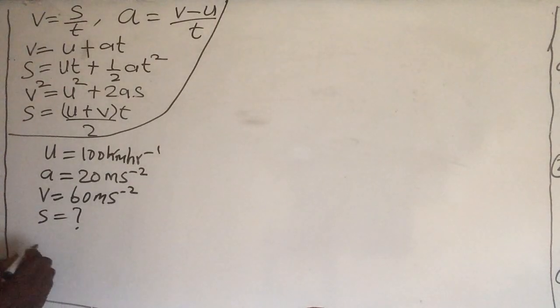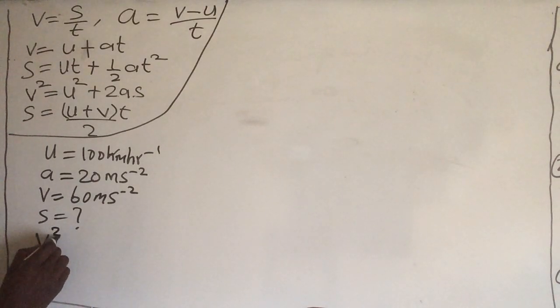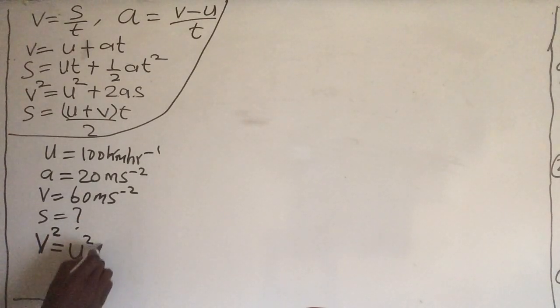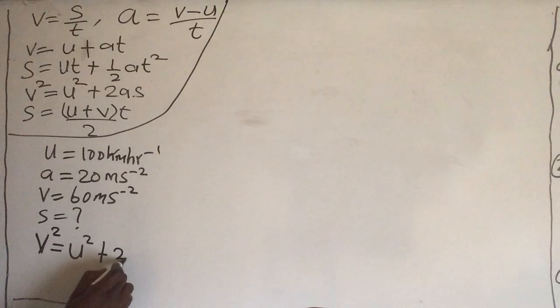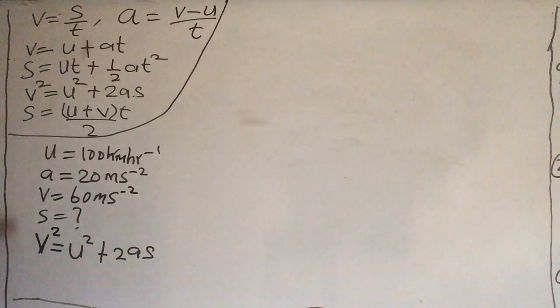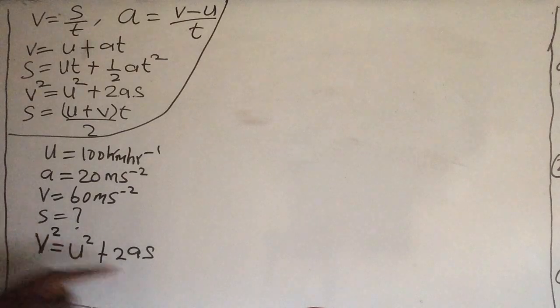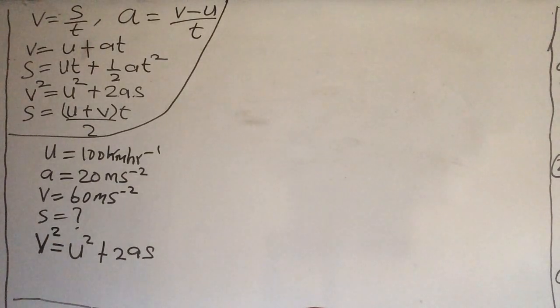Now we write out the formula. v square equals u square plus 2as. I think from this, we have u is here, u is here. a is here, a is here. v is here, v is here. s is here, s is here. So this formula is the right one.